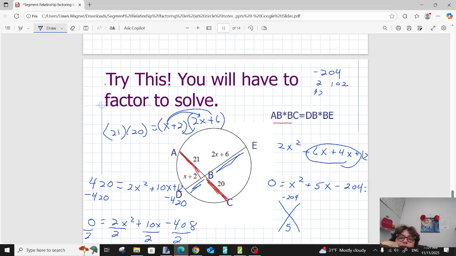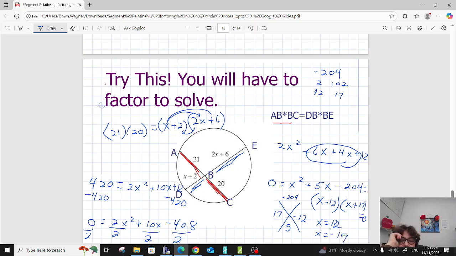12 and 17? There we go. The 17 would have to be positive. The 12 would be negative because I need a positive. So it'd be x minus 12, x plus 17 equals 0. So what are our two answers? X could equal 12 or x could equal negative 17.